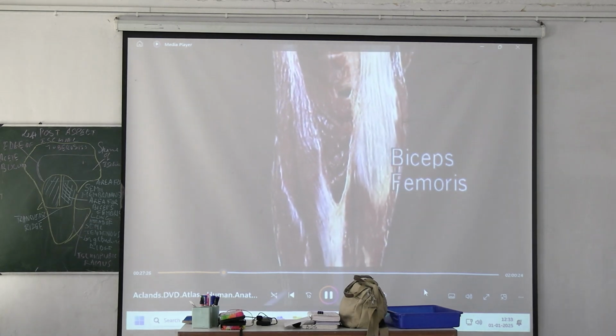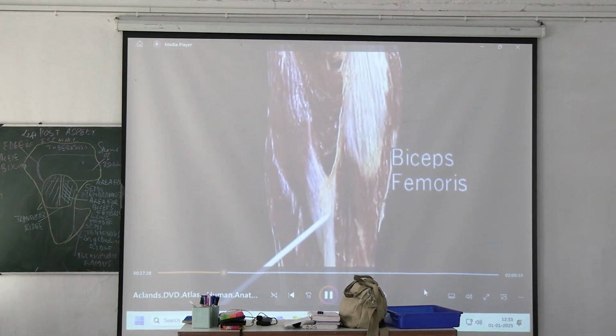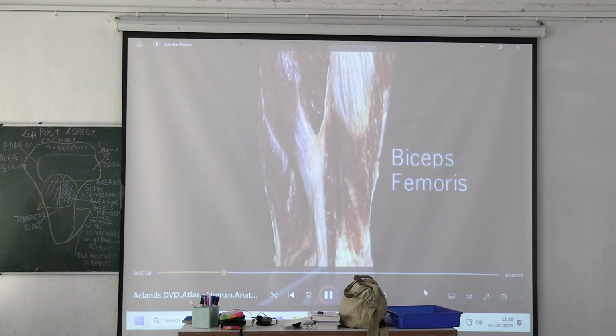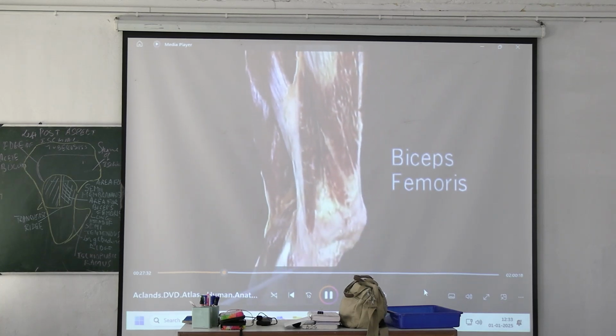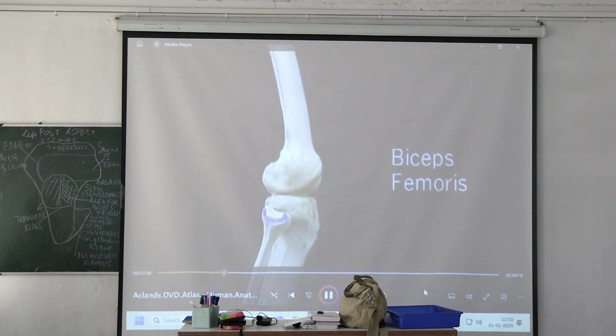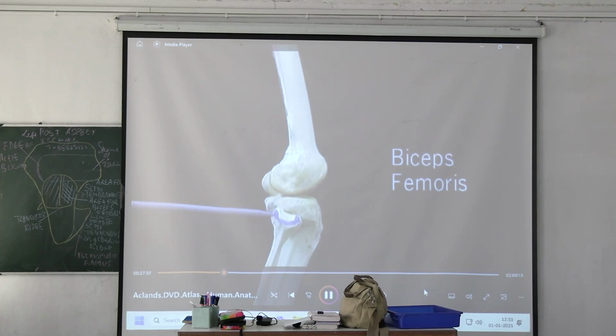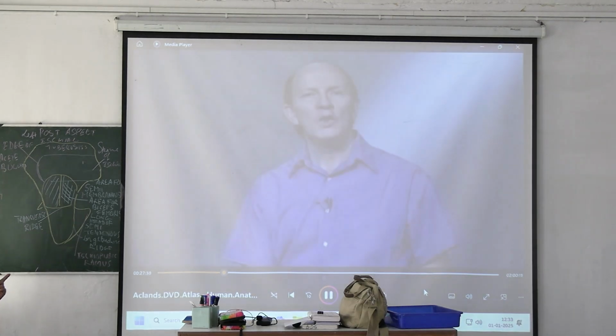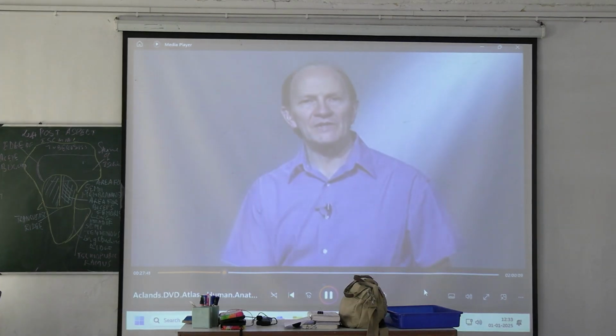The two heads of biceps femoris join together, forming a tendon that runs down behind the lateral aspect of the knee, then runs forward to insert here on the head of the tibia. We'll be taking another look at the hamstring muscles and their actions at the knee in the next section. We'll look at their action at the hip in a minute.